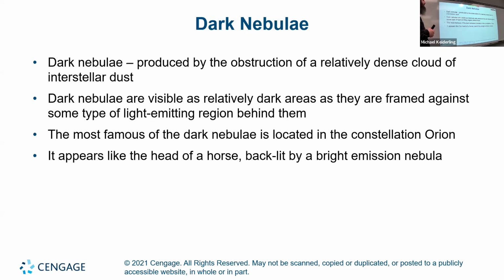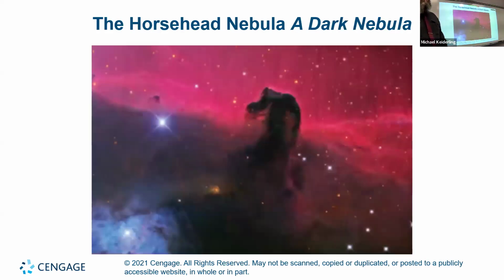And dark nebulae are produced by the obstruction of a relatively dense cloud of interstellar dust. They're visible as relatively dark areas as they're framed against some type of light emitting region behind them. The most famous of the dark nebulae is located in the constellation Orion. It appears like the head of a horse, backlit by a bright emission nebula. So it's just a dark cloud of dust in front of the glowing cloud of gas. This is the Horsehead Nebula.